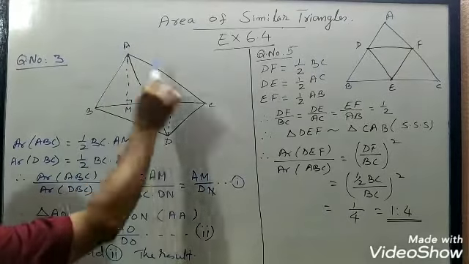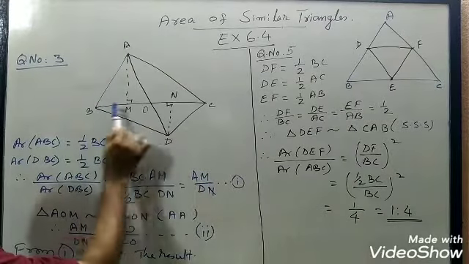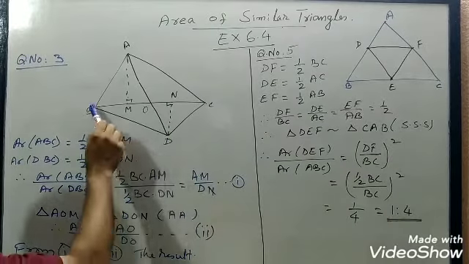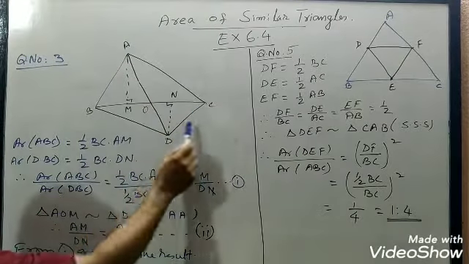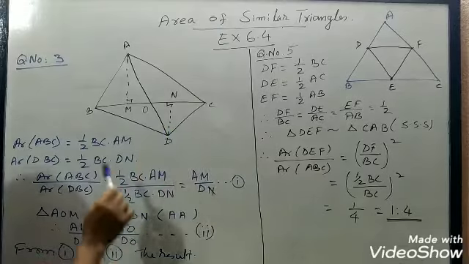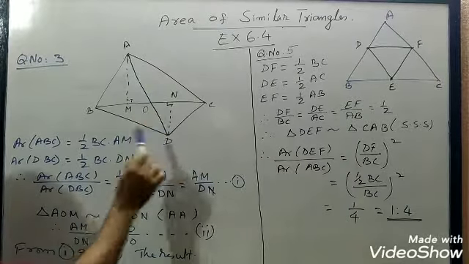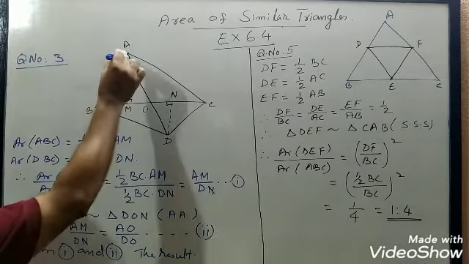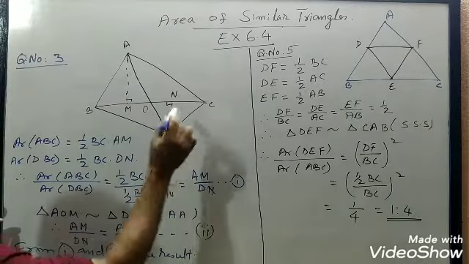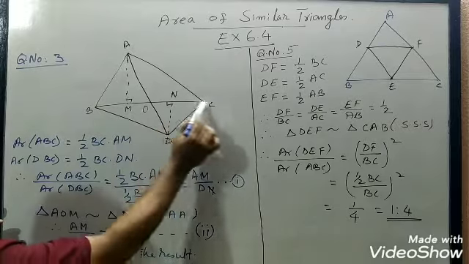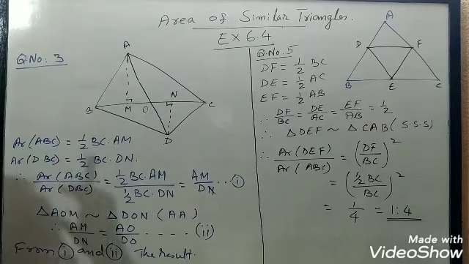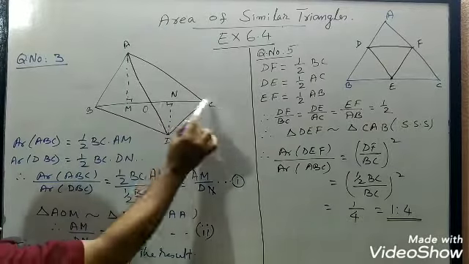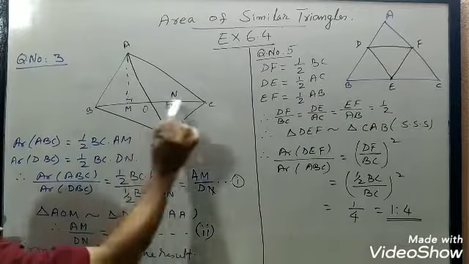Triangle ABC and triangle DBC are on the same base BC. We have to find out the ratio of ABC and DBC. We have to prove that it is in the ratio of AO by DO. For that we have to do a construction. What is the construction? We draw AM perpendicular to BC and DN also perpendicular to BC. That you have to write: AM and DN are drawn perpendicular to BC.